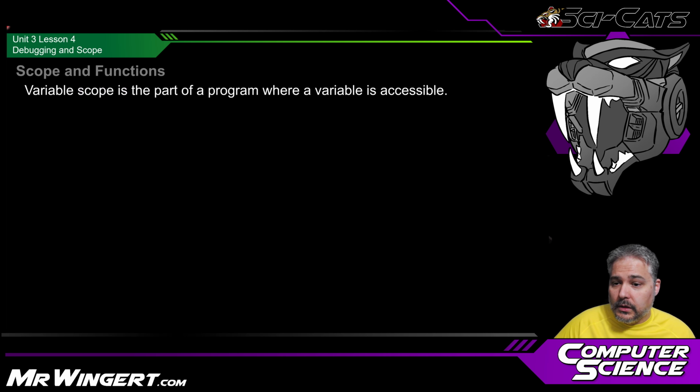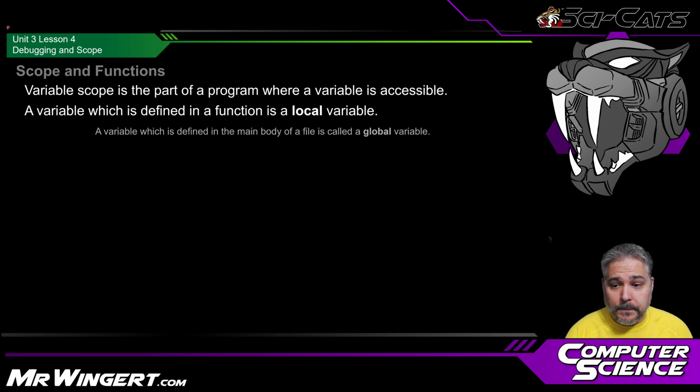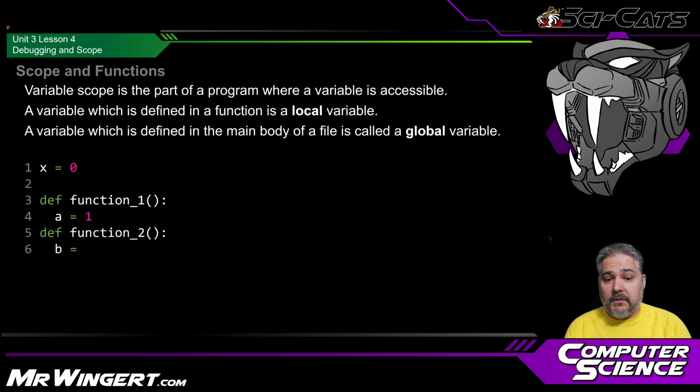So scopes and functions. Variable scope is a part of a program where a variable is accessible. A variable which is defined in a function is called a local variable, and a variable which is defined in the main body of a file is called the global variable.